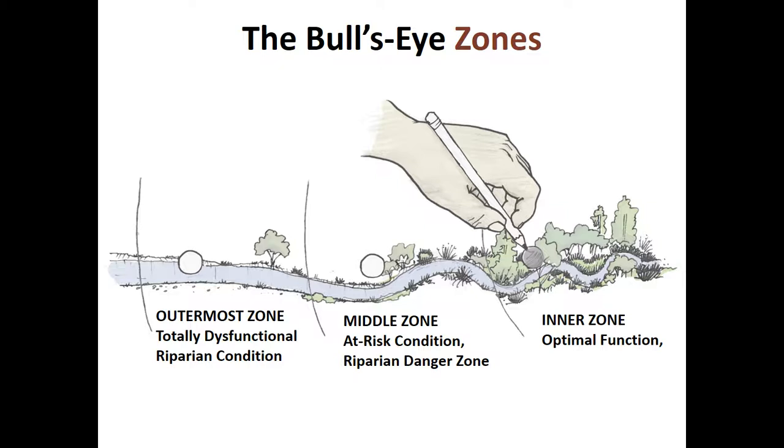To register your observations, you need to fill in the dots for the appropriate zone of each of the 10 indicators. Again, the inner zone, or the bullseye area in the center of the target, represents optimal function. The middle represents an at-risk condition and a kind of riparian health danger zone, and the outer ring of the target represents dysfunction.